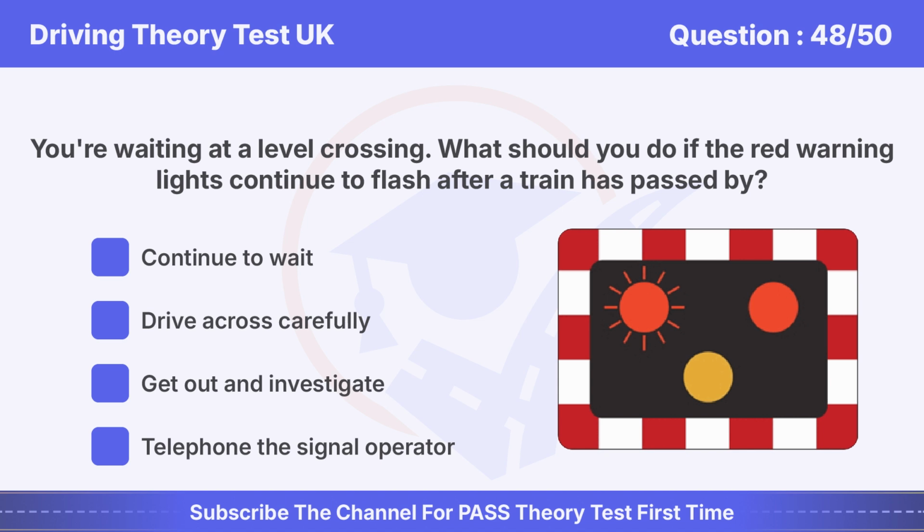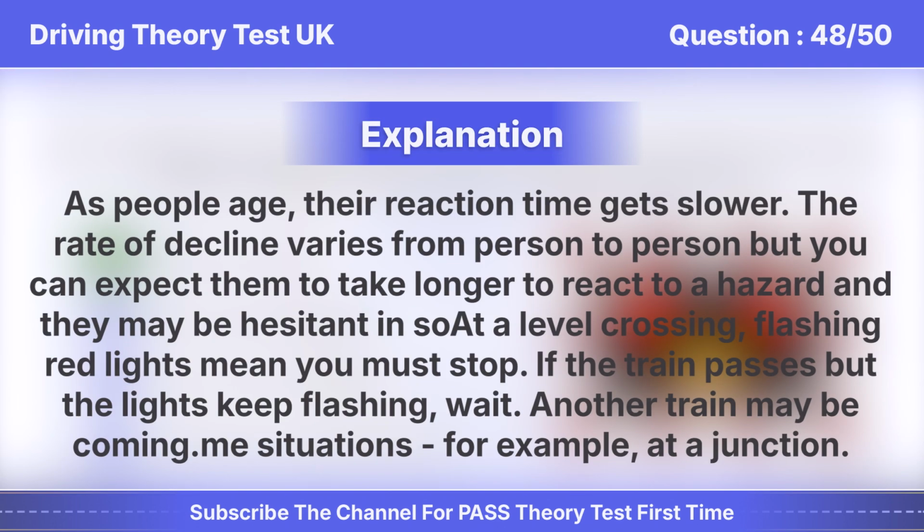Question 48. You're waiting at a level crossing. What should you do if the red warning lights continue to flash after a train has passed by? Answer is A. Continue to wait. At a level crossing, flashing red lights mean you must stop. If the train passes but the lights keep flashing, wait. Another train may be coming.